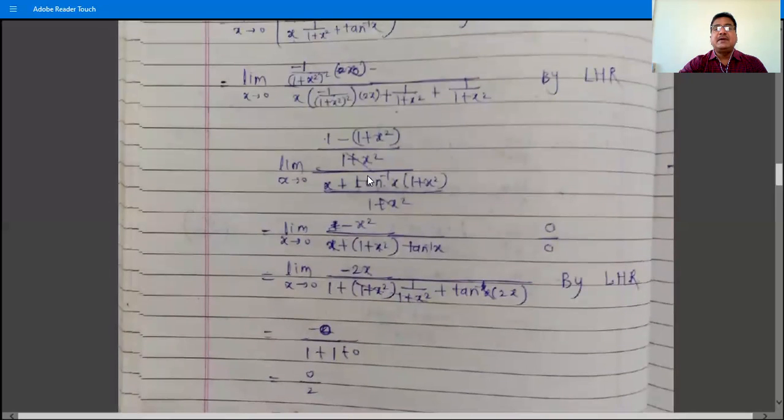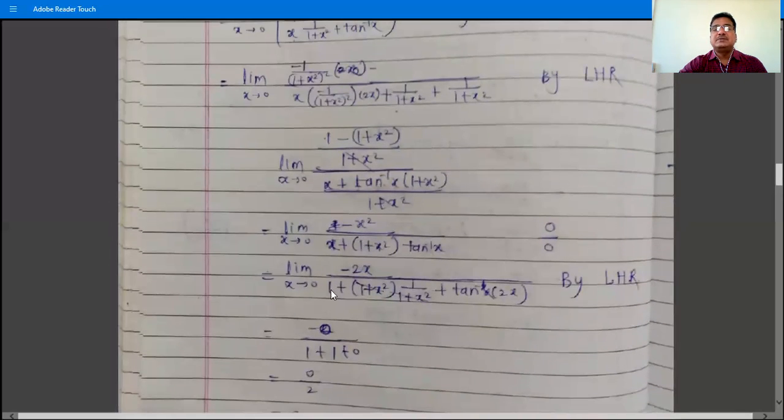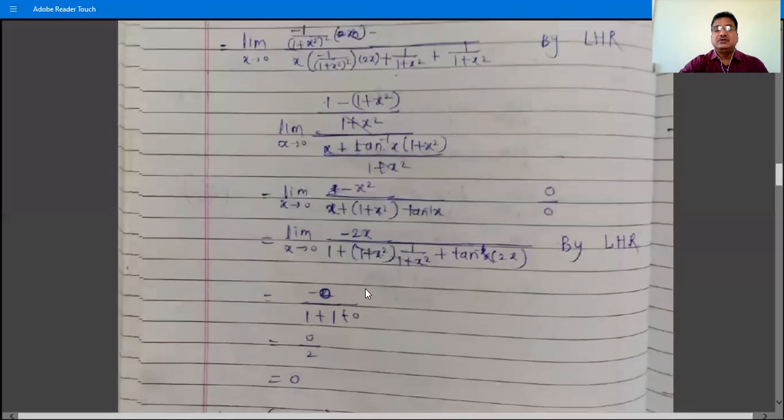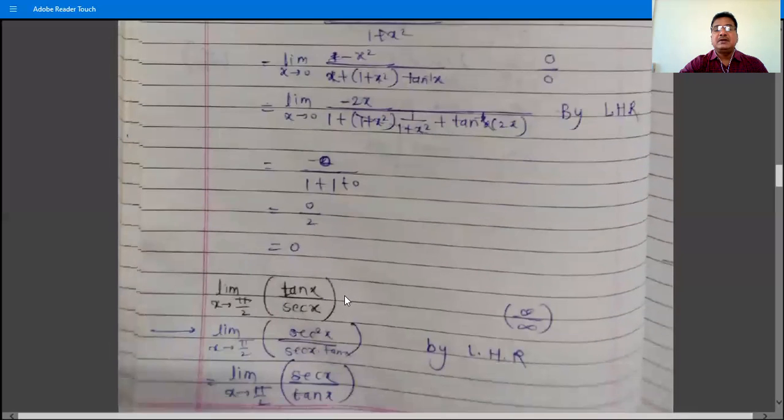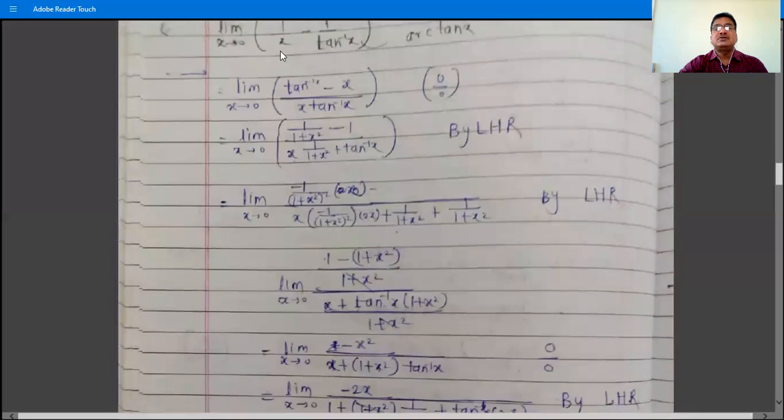We can directly find the value, no need of this simplification, directly substitute x as 0. So the numerator is 0 and the denominator is 2. In the numerator, minus 2x means 0, divided by this 1 means 0. The first quantity is 0, the next is 1, and the next is 1 when we substitute x as 0. So 0 divided by 0 plus 1 plus 1, that is 0 by 2. The answer is 0. So the answer of this problem is 0.